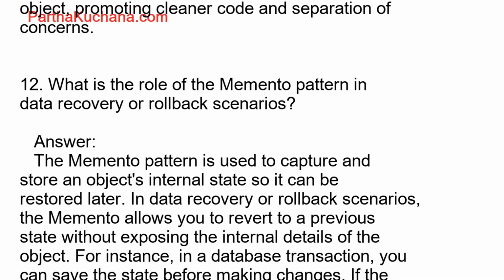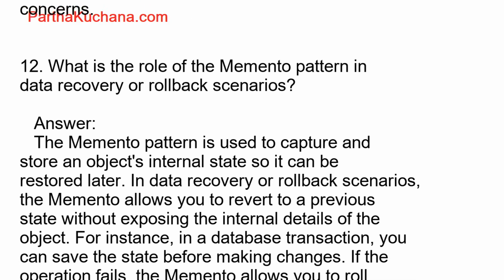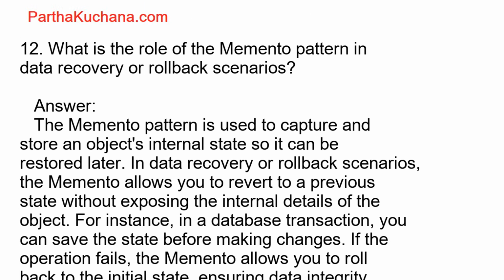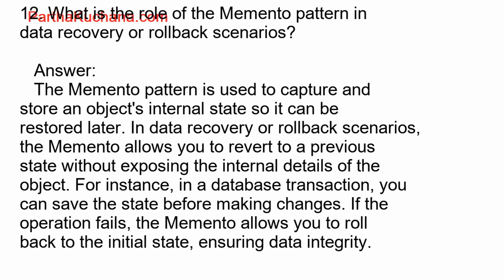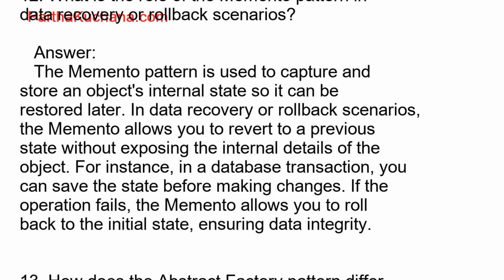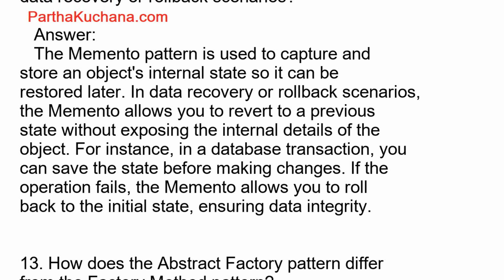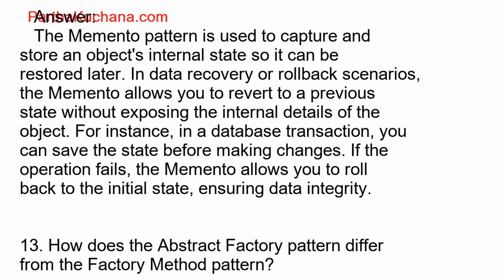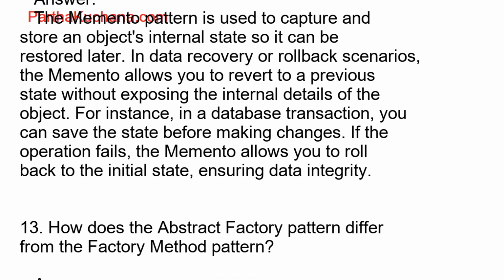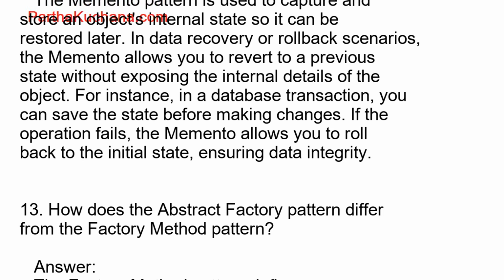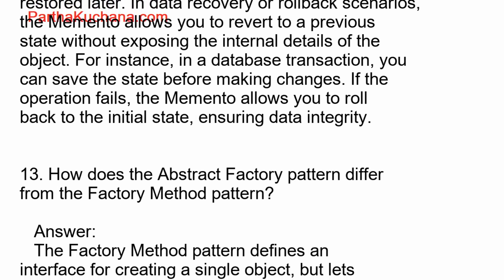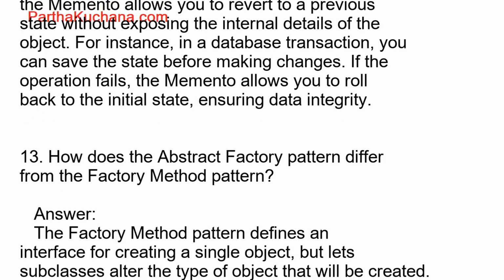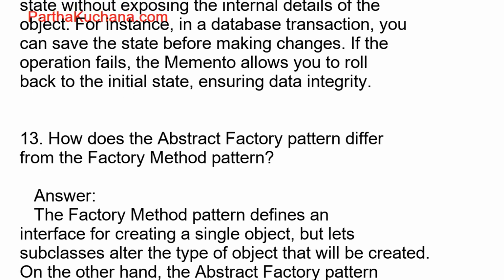13. How does the abstract factory pattern differ from the factory method pattern? Answer. The factory method pattern defines an interface for creating a single object, but lets subclasses alter the type of object that will be created. On the other hand, the abstract factory pattern provides an interface for creating families of related or dependent objects without specifying their concrete classes. While factory method deals with one product, abstract factory deals with a group of products.